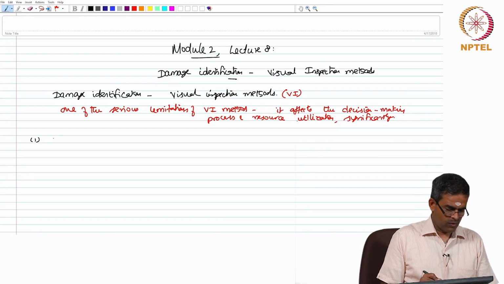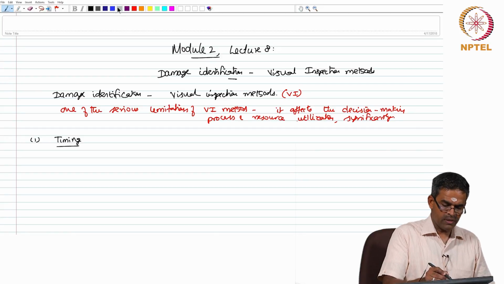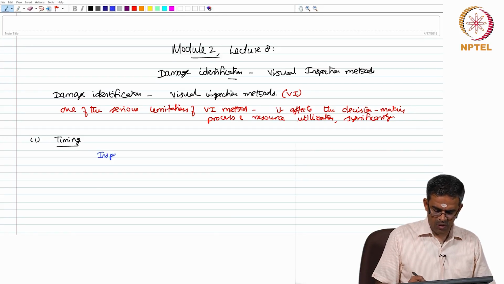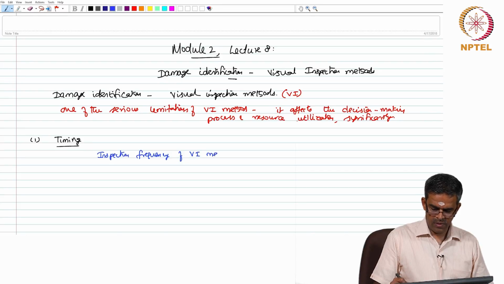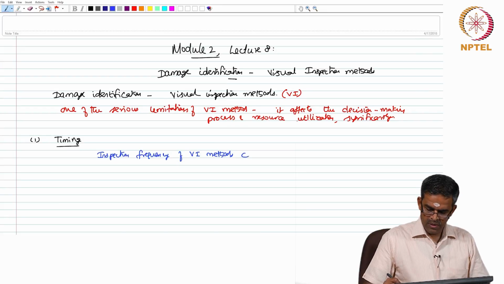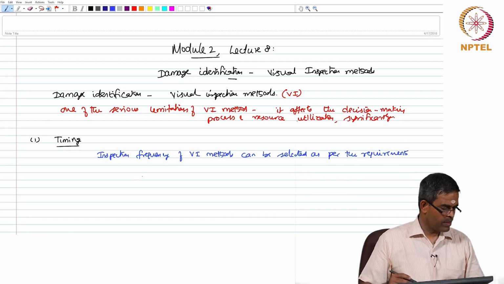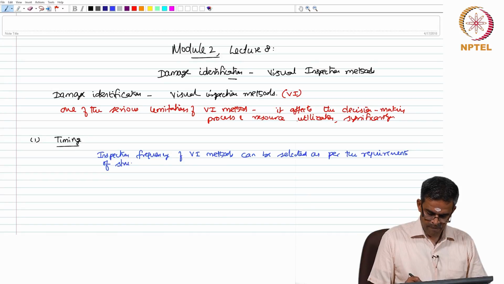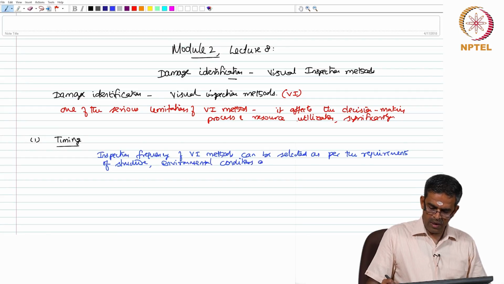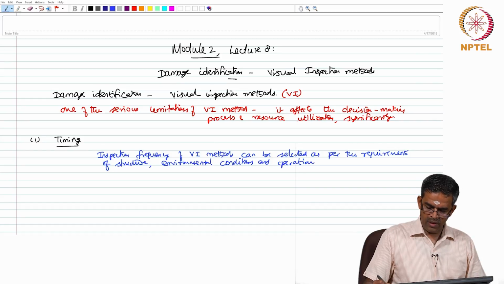The foremost issue will be the timing interval, that is, the inspection frequency of visual inspection methods can be selected as per the requirements of the structure, environmental conditions and operational loads.